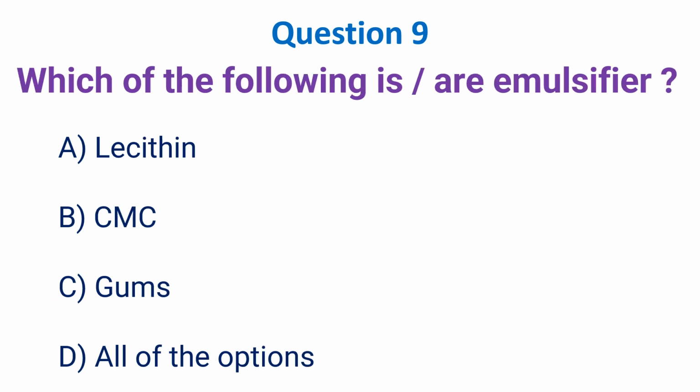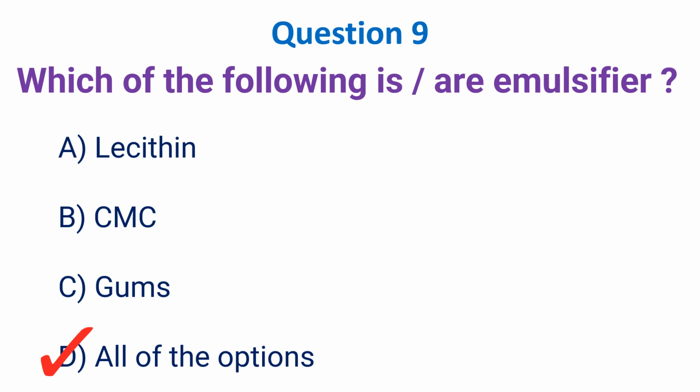Question number 9. Which of the following is or are emulsifier? Options are option A lecithin, option B CMC, that is carboxymethyl cellulose, option C gums, option D all of the options. Correct answer is option D, all of the options. Lecithin is a naturally occurring emulsifier that can be found in egg yolks, soybeans, sunflower and canola etc. It acts as an emulsifier as well as an antioxidant.